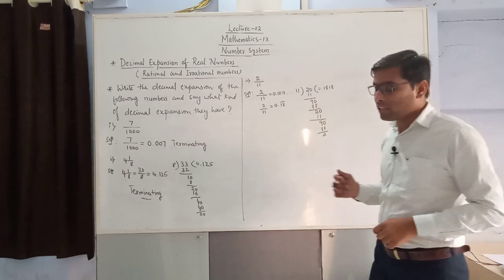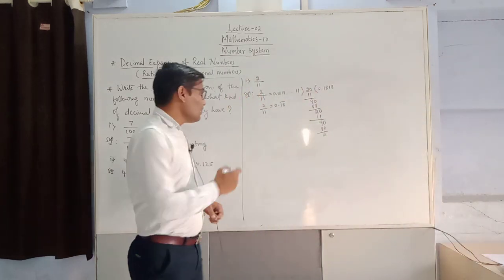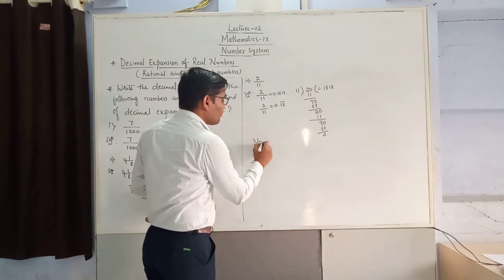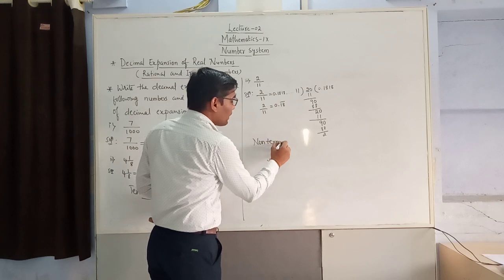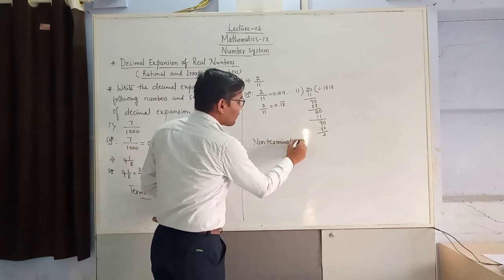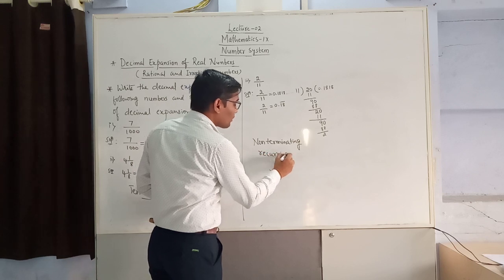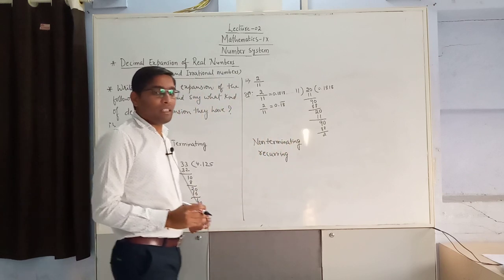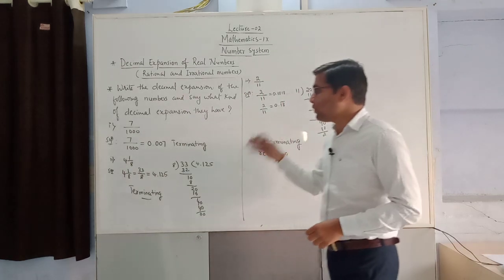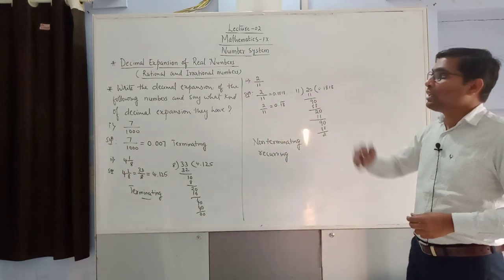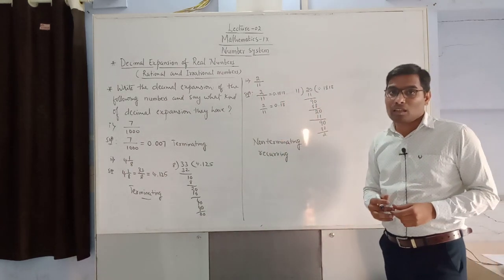So this kind of decimal expansion is called non-terminating recurring. Non-terminating recurring. So these are a few examples of the decimal expansion of rational and irrational numbers.